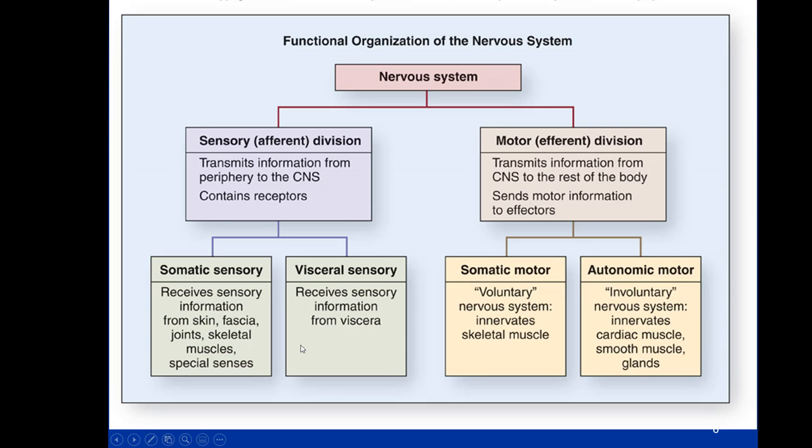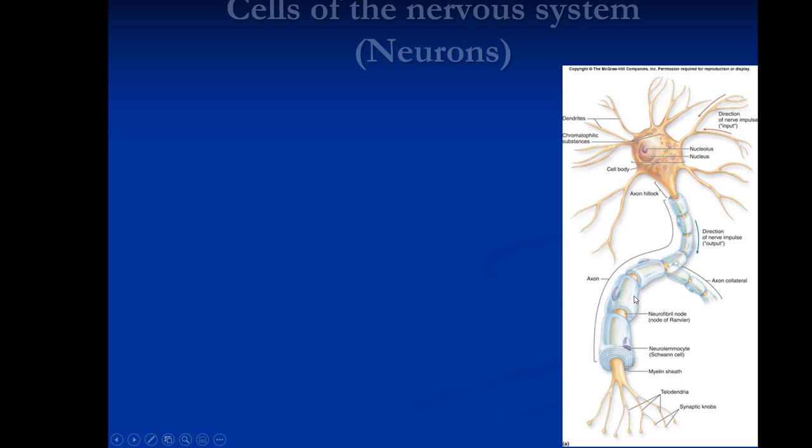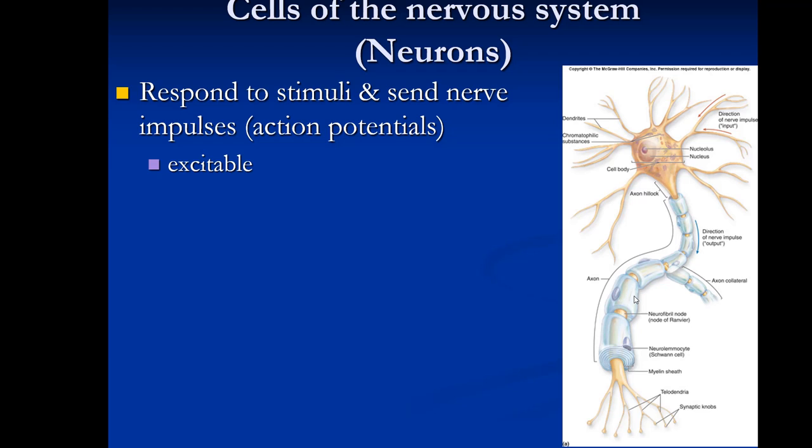So here's a picture kind of depicting the different organization of the nervous system. So sensory versus motor. And then within motor, we have somatic versus autonomic. All right, so this you've seen before.